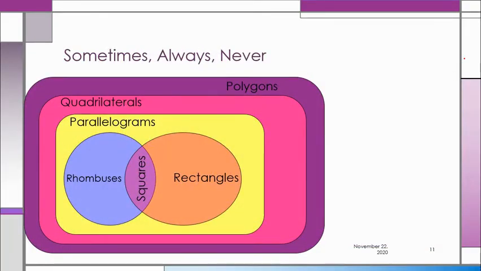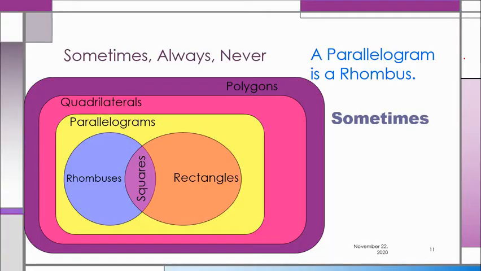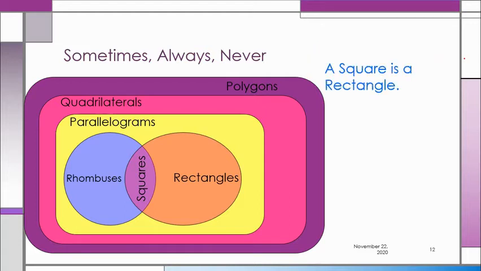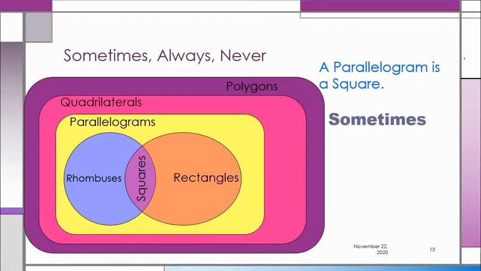So now I'm going to ask you, and you're going to answer if it's sometimes, always, or never. A parallelogram is a rhombus. Sometimes it is. It could also be a parallelogram, a square, or a rectangle. A square is a rectangle. Always. A square is always a rectangle. A parallelogram is a square. Sometimes.